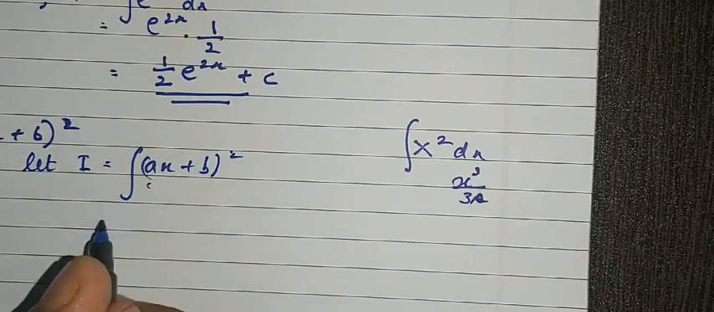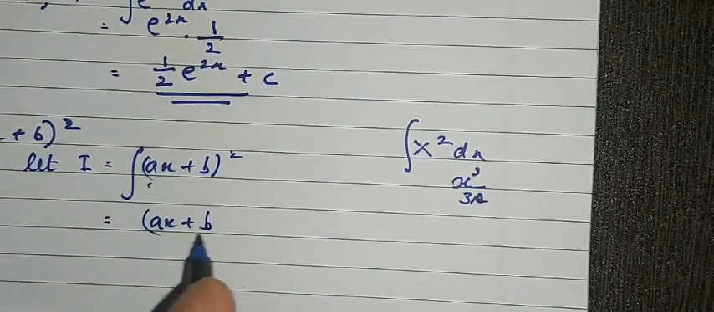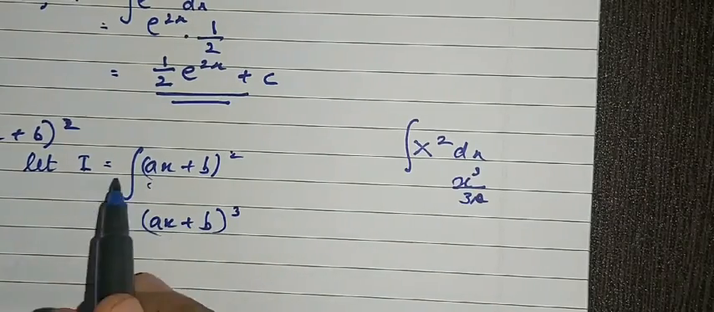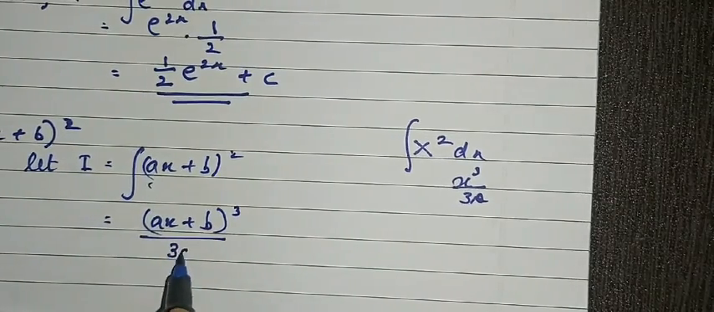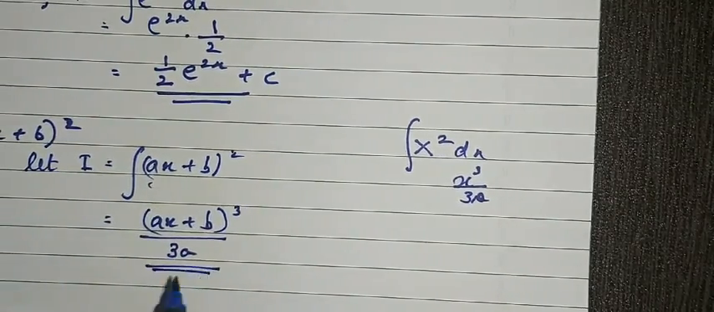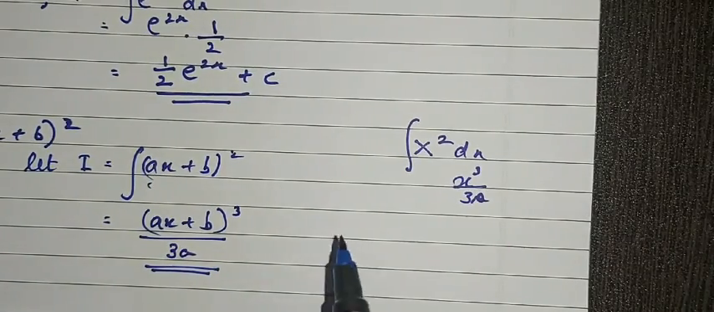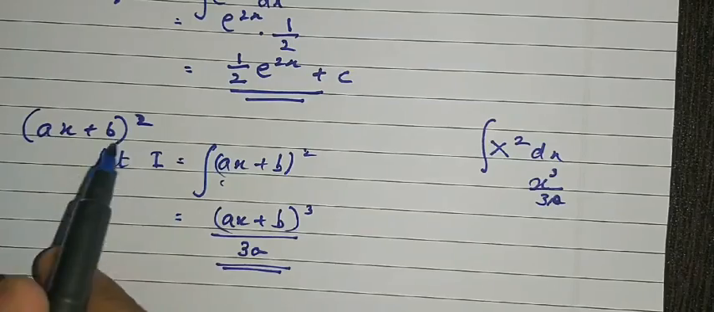Then you look, guys, it will be (ax plus b), that is x, into the whole cube. While differentiating, we will get x square. Then by 3a. I am saying that this is the right answer, but if you want to check it, let us differentiate it. If we differentiate it, we will get back to this (ax plus b) the whole square.